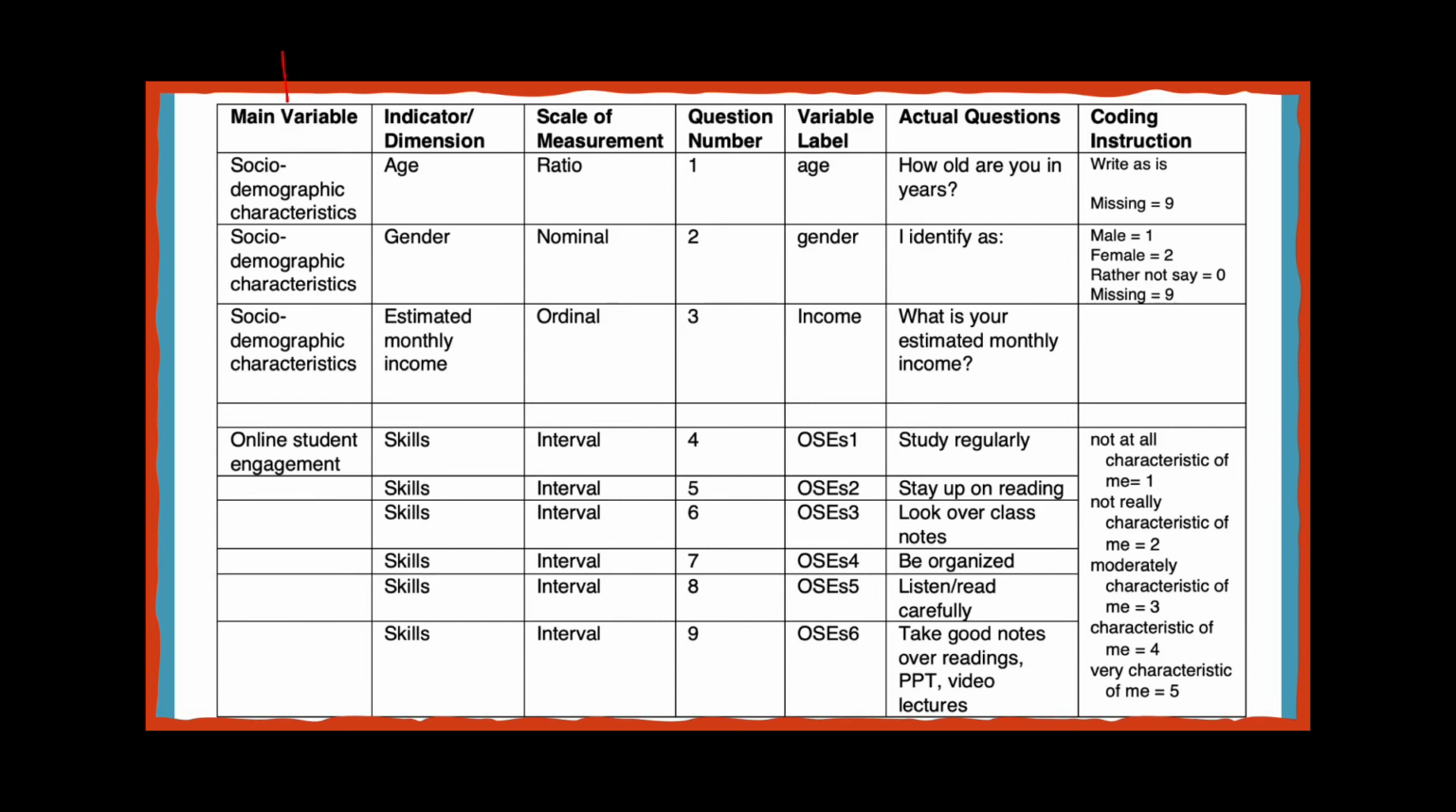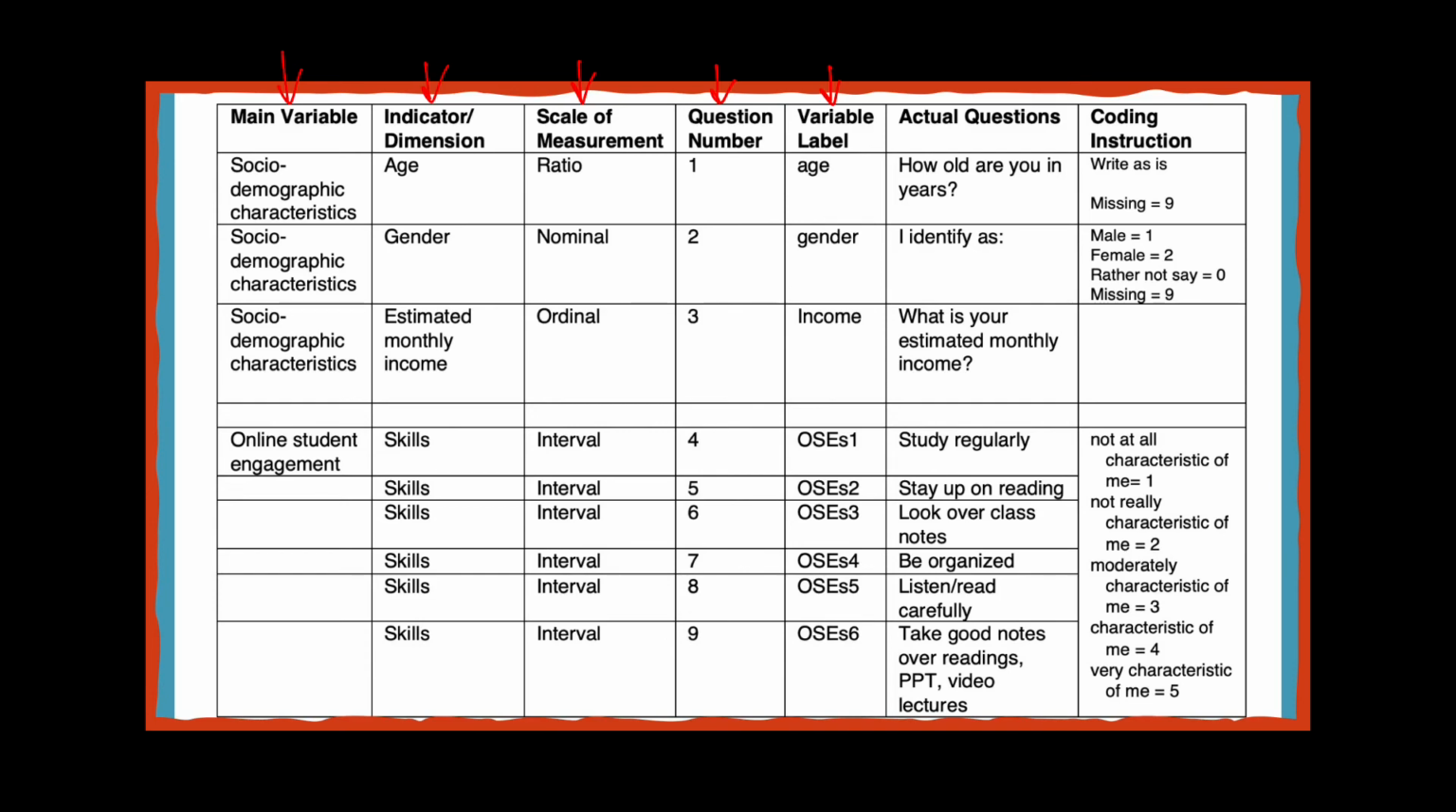So that's why I put here the main variable, and then the specific dimension that specific question is asking, no? And then the scale of measurement that we made earlier, if you remember, and then what question number in the Google form or in the online survey that question is, and then what is the variable label that you will put in the database.